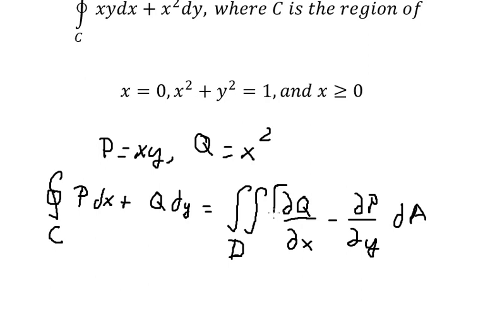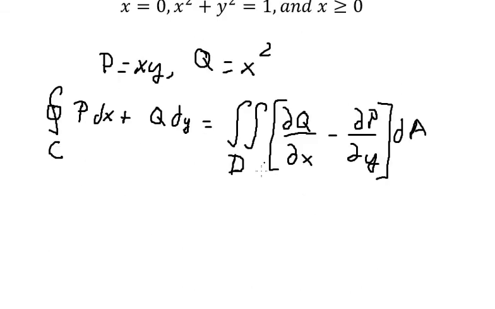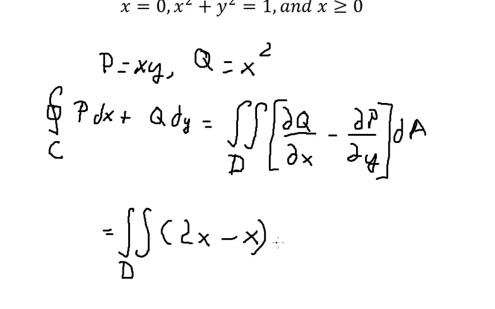Now we can apply the formula in here for this one and this one. So the derivative of Q with respect to x, the first derivative of x squared, we have 2x. The first derivative of P with respect to y, we have the negative sign here, and we have negative x.